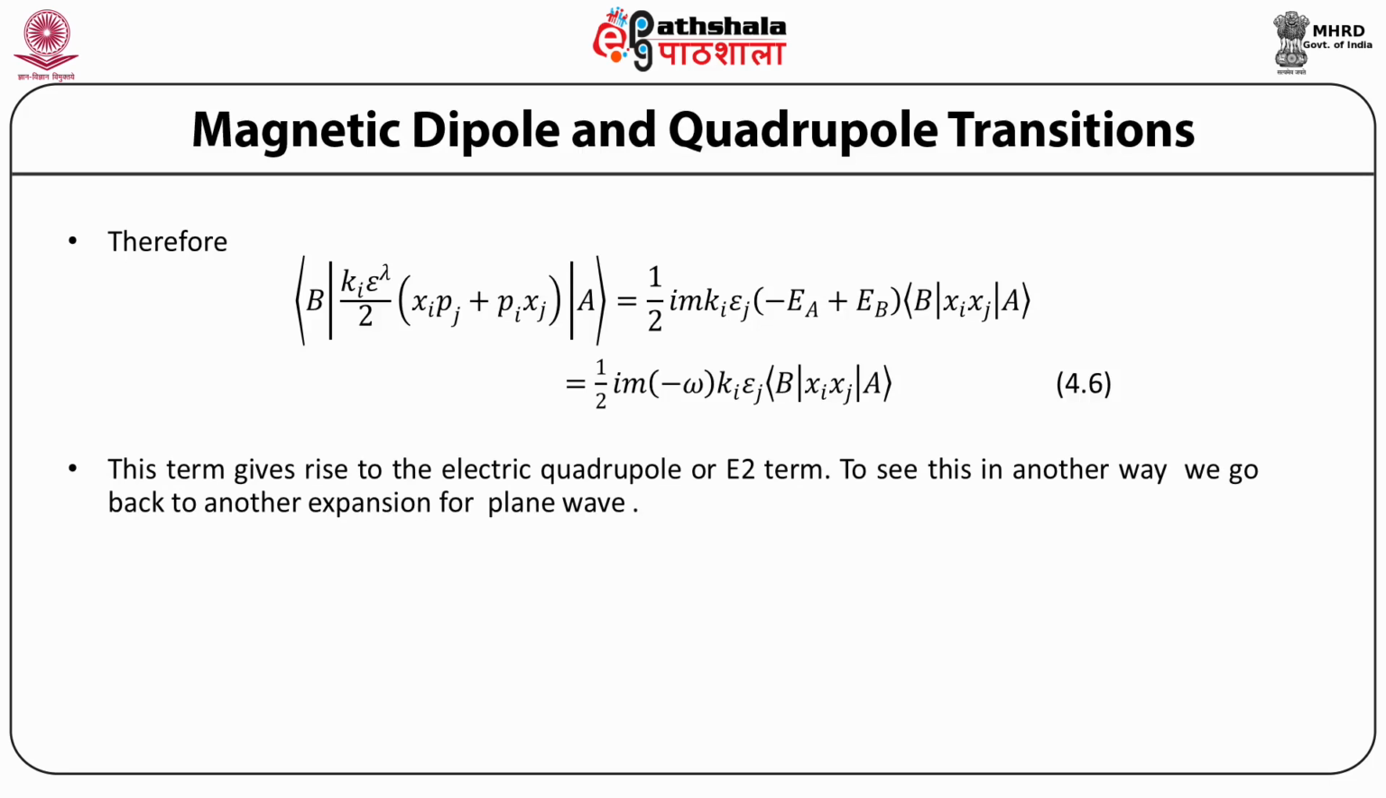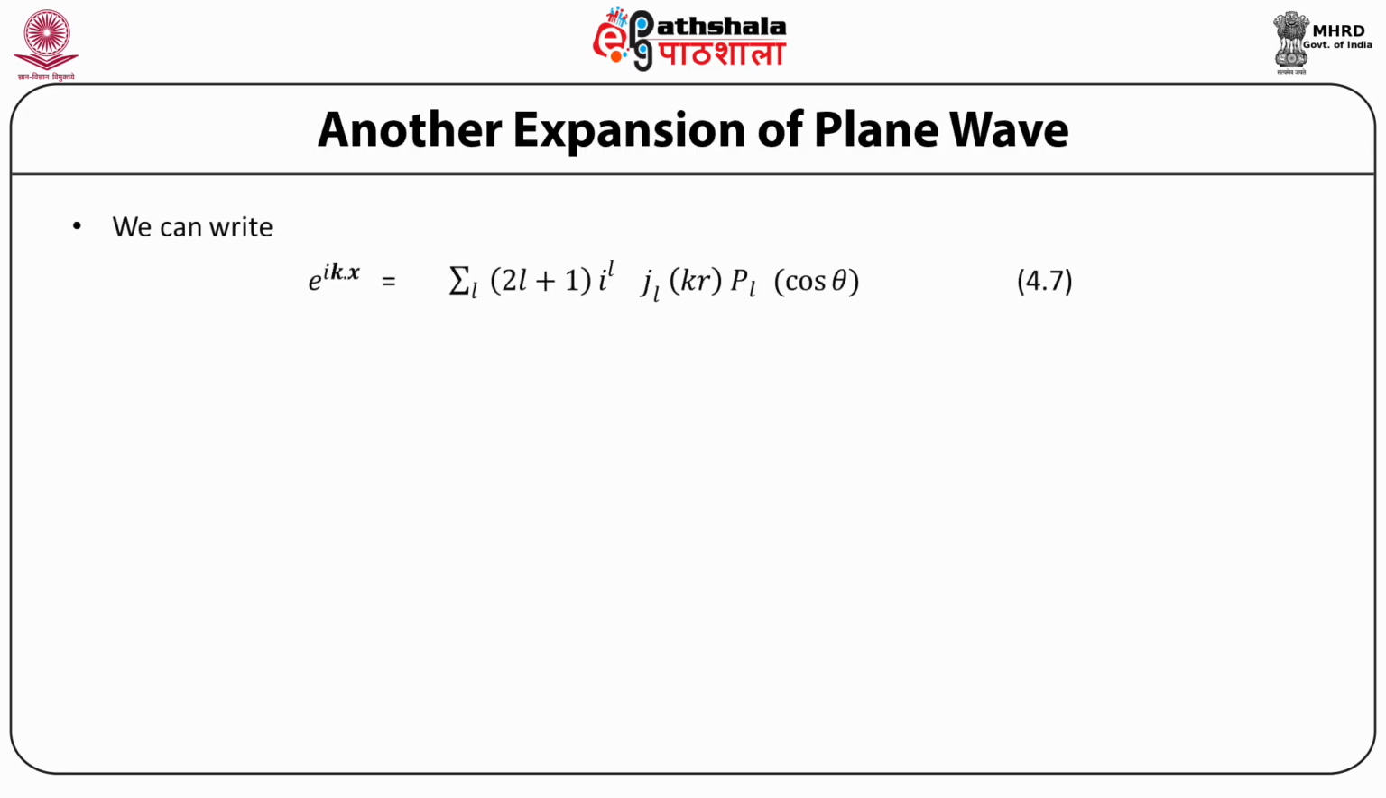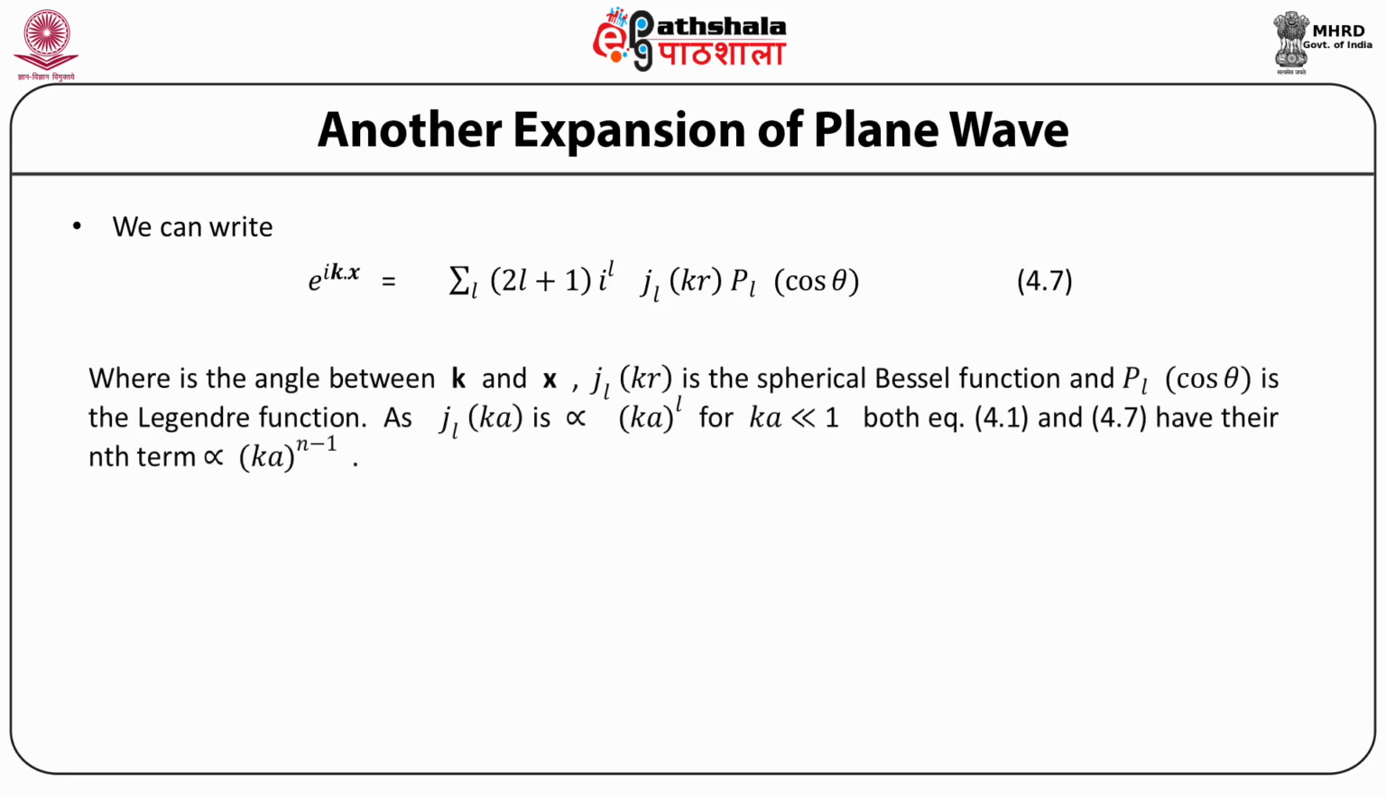To see this in another way, we go back to another expansion for the plane wave. We can write exponential i k vector dot x vector as the summation over L of (2L plus 1) i to the power L j_L(kr), this is the spherical Bessel function, into P_L(cosine theta), that is the Legendre function, where theta is the angle between k and x.